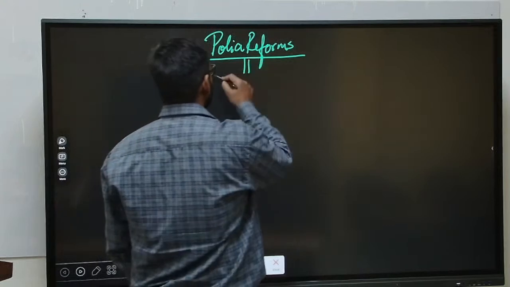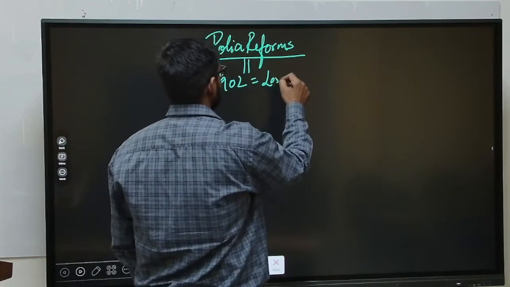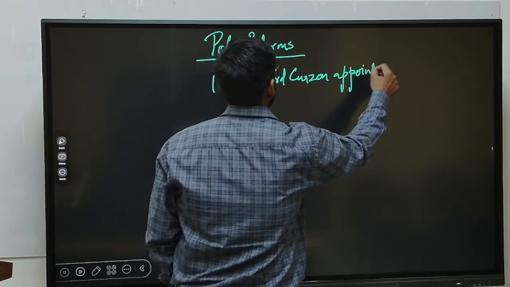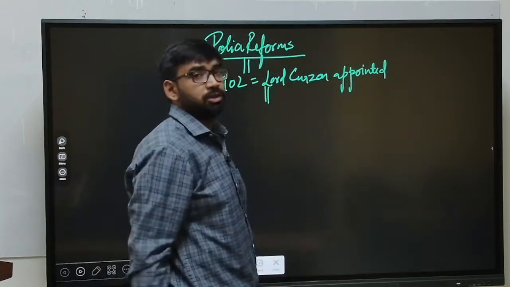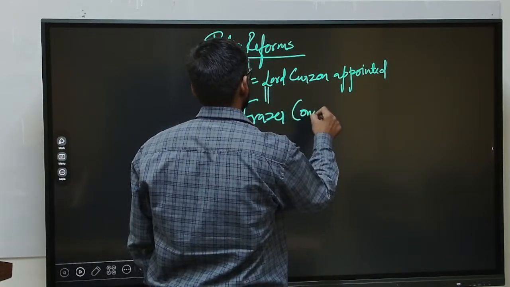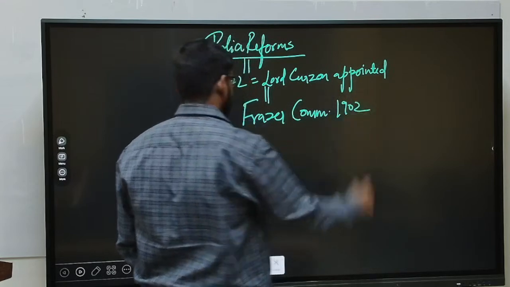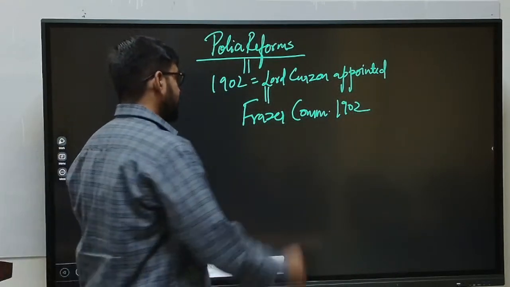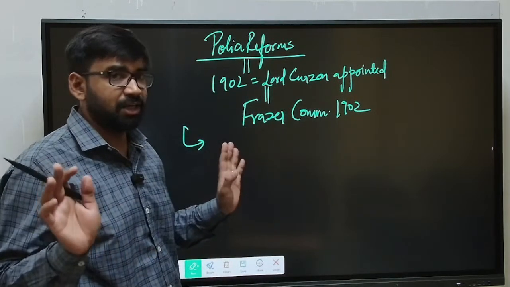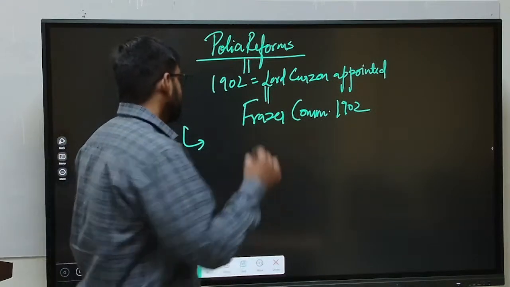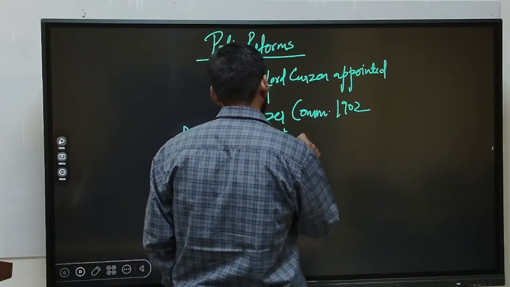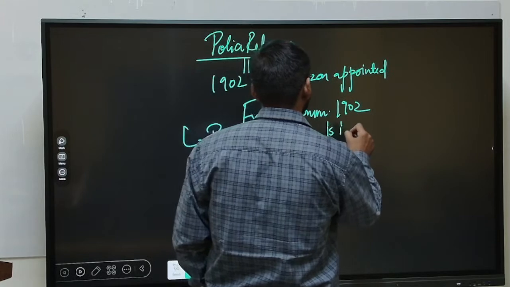So in 1902, Lord Curzon appointed a commission on police reforms and its name was Fraser Commission, the Fraser Commission of 1902. And this commission, now try to understand, this will also have a declared and a hidden agenda. This commission said that provincial police is inefficient.